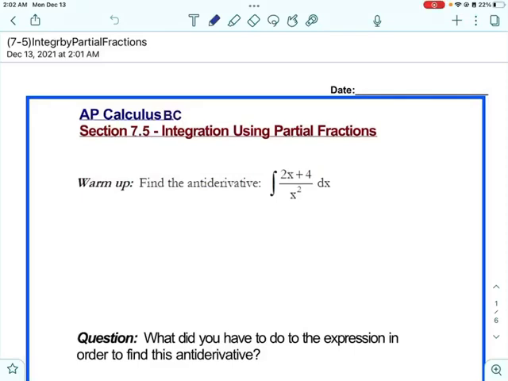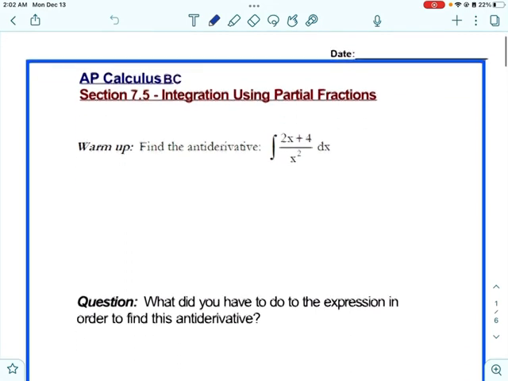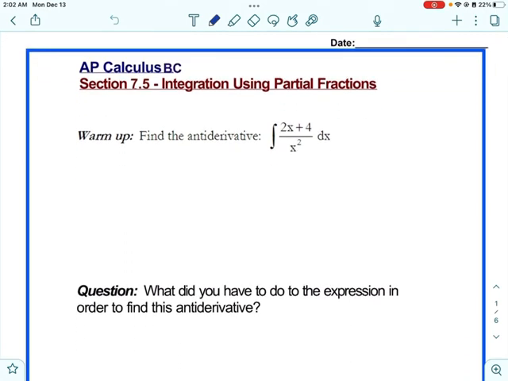Today we're going to be looking at integration using partial fractions, something we've attempted before, and some of you used a calculator that we had utilized online. But consider the fact that when we want to find the antiderivative of this particular function, the integral of (2x + 4) over x squared dx, think for a moment how you would solve this.